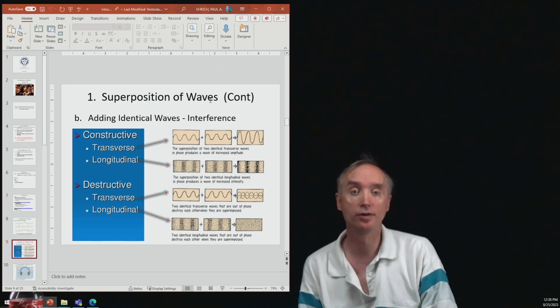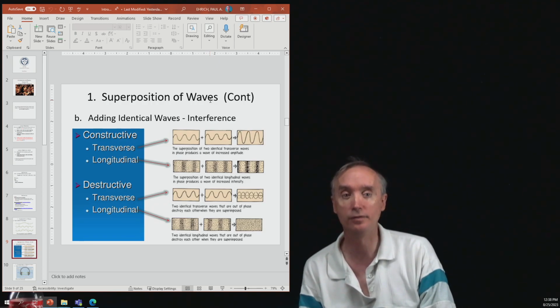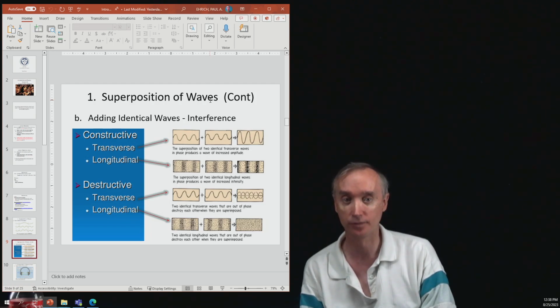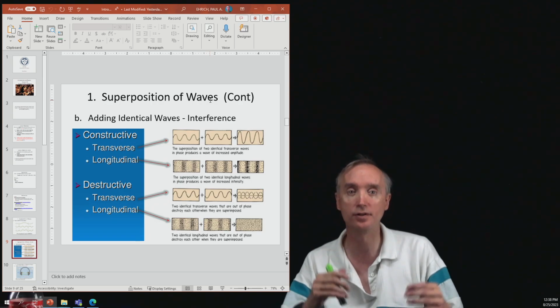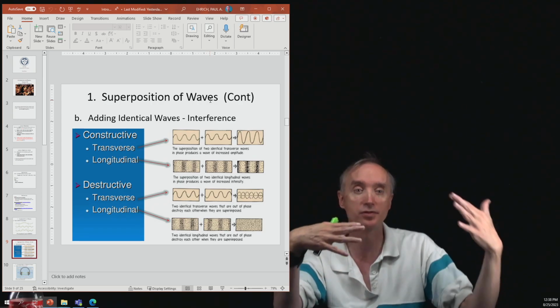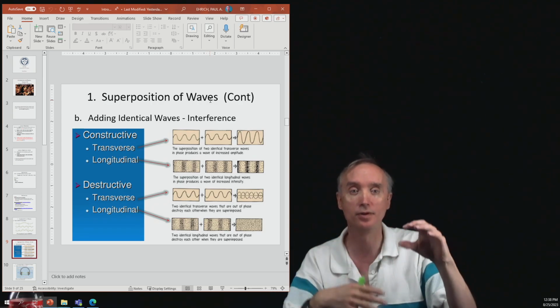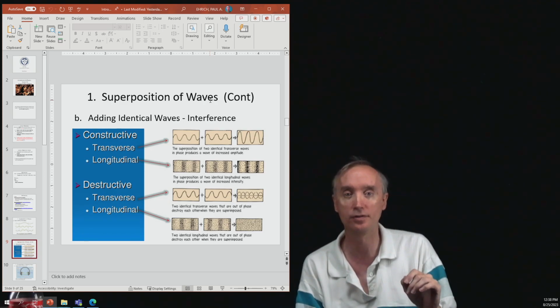In the previous segment, we learned how to add two waves together in general. So now we want to look at a particular way of adding two waves when the two waves are identical to each other. This is going to produce interference. Interference is when any two waves come together, but this is a particular kind of interference called constructive and destructive interference.